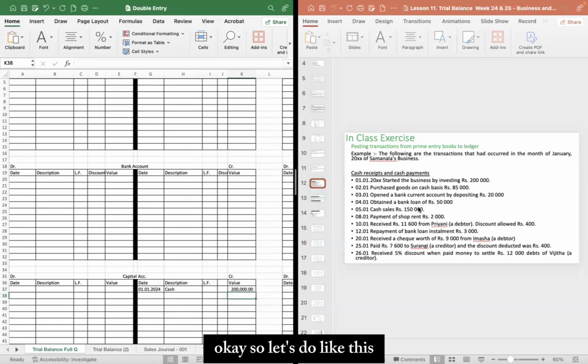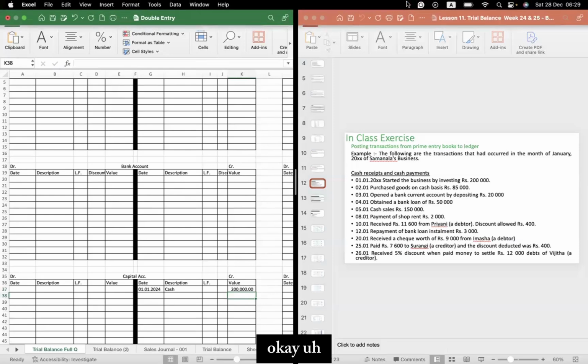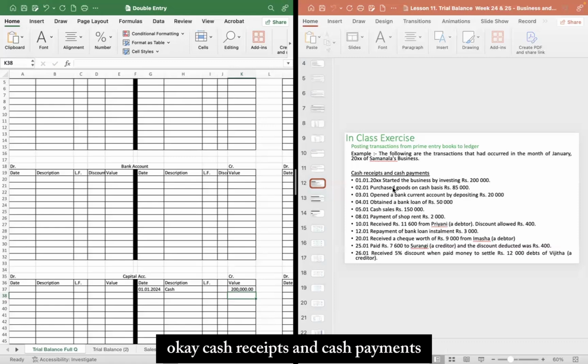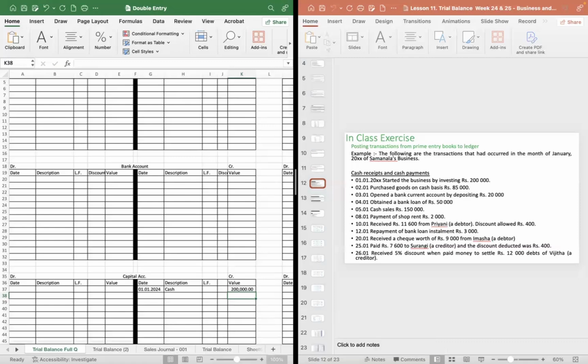Okay. So let's do it like this. Now it's 6:30. Take 15 minutes and firstly complete this section. Okay. Cash receipts and cash payments.